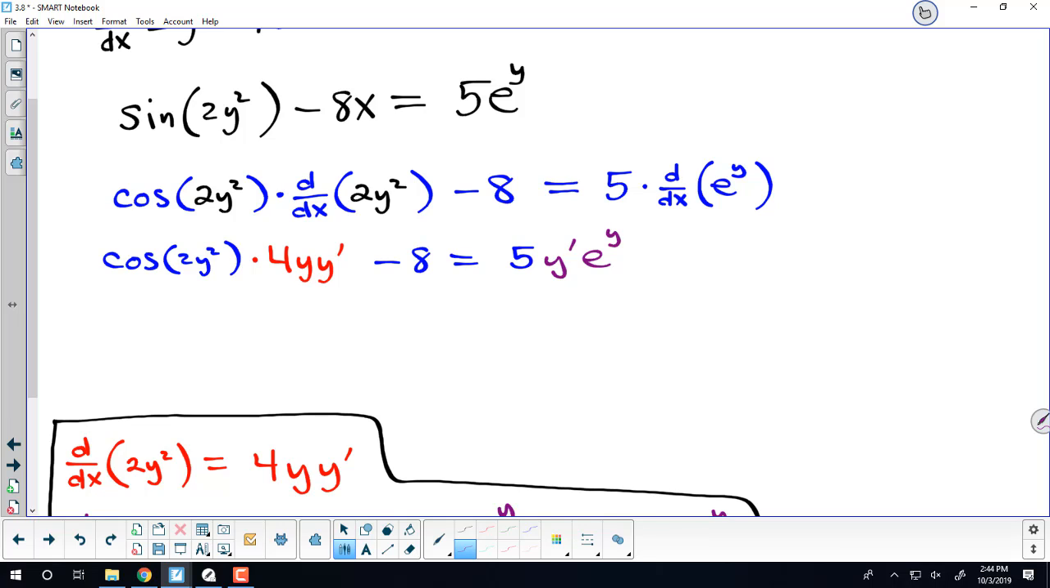If this were sine of 2x squared, the derivative is cosine of 2x squared times 2x. But again, we're taking the derivative with respect to y, so we just have that additional multiplier of y prime.